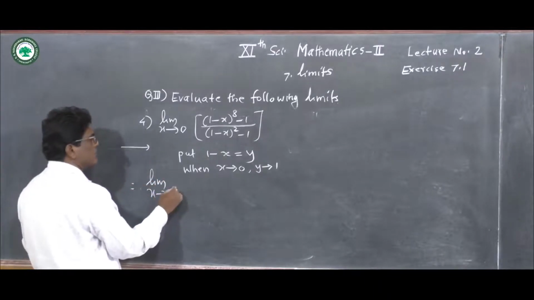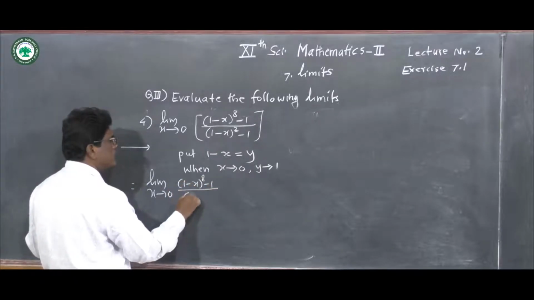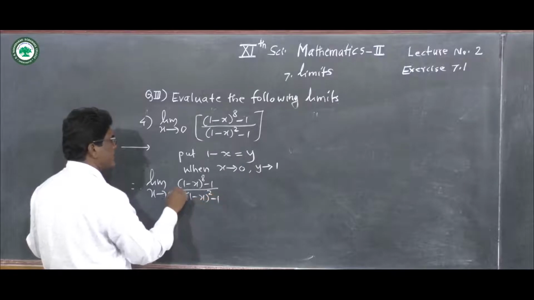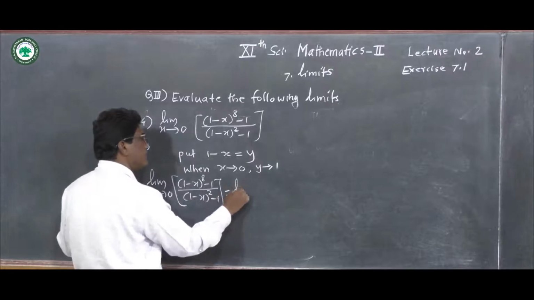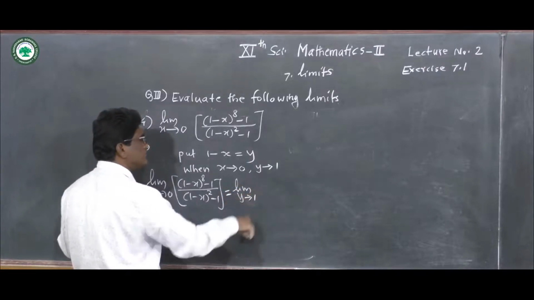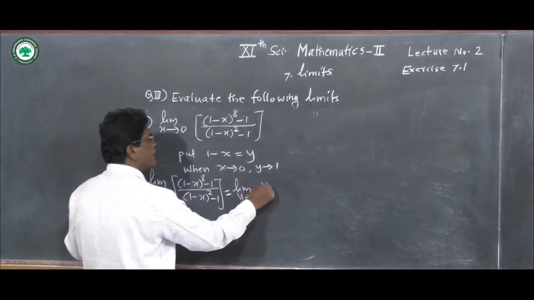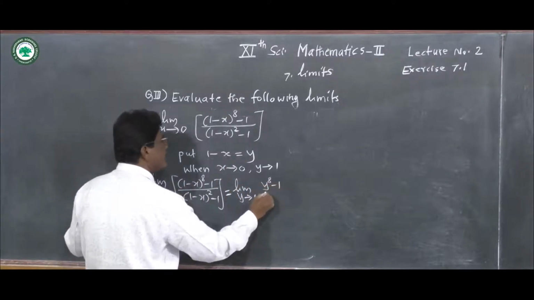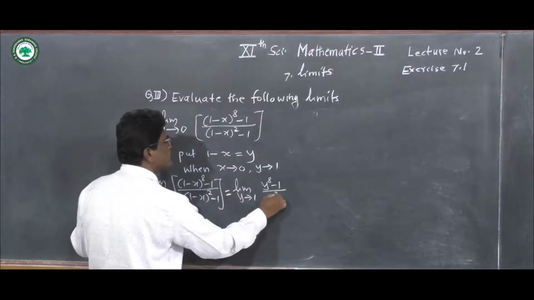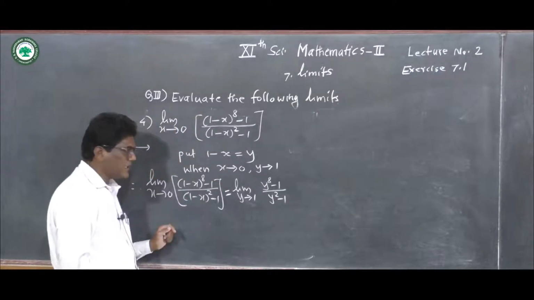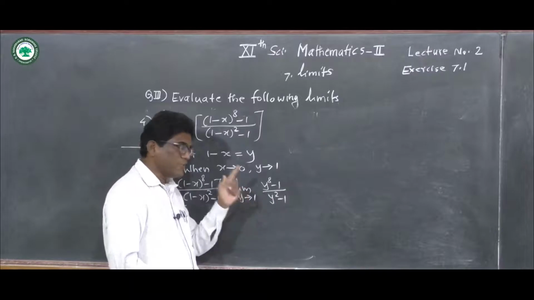Therefore we write this limit, x tends to 0, of 1 minus x to the power 8 minus 1 upon 1 minus x to the power 2 minus 1, using the substitution. So limit y tends to 1 of y to the power 8 minus 1 divided by y to the power 2 minus 1. Now again, if we put y is equal to 1, that is 1 minus 1, 0, so again we have to solve.